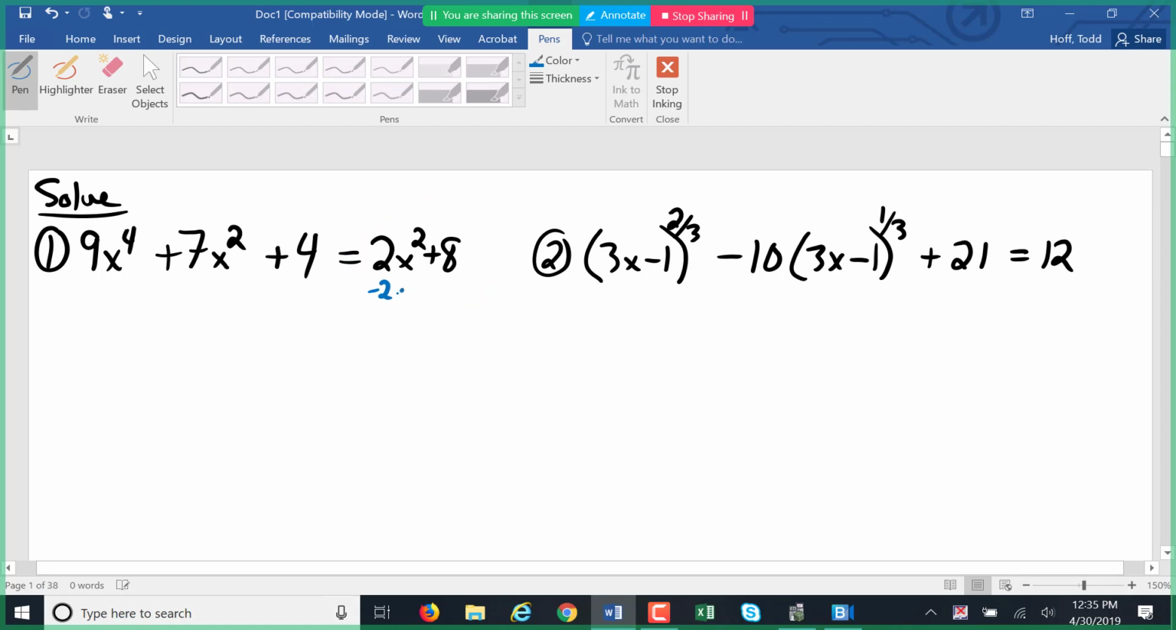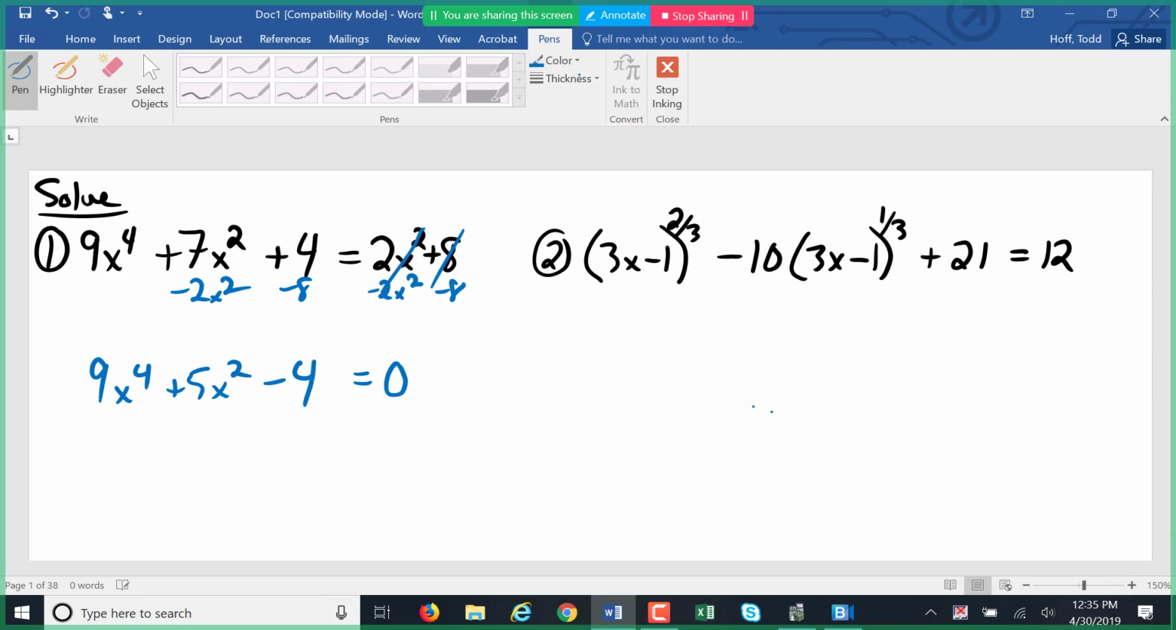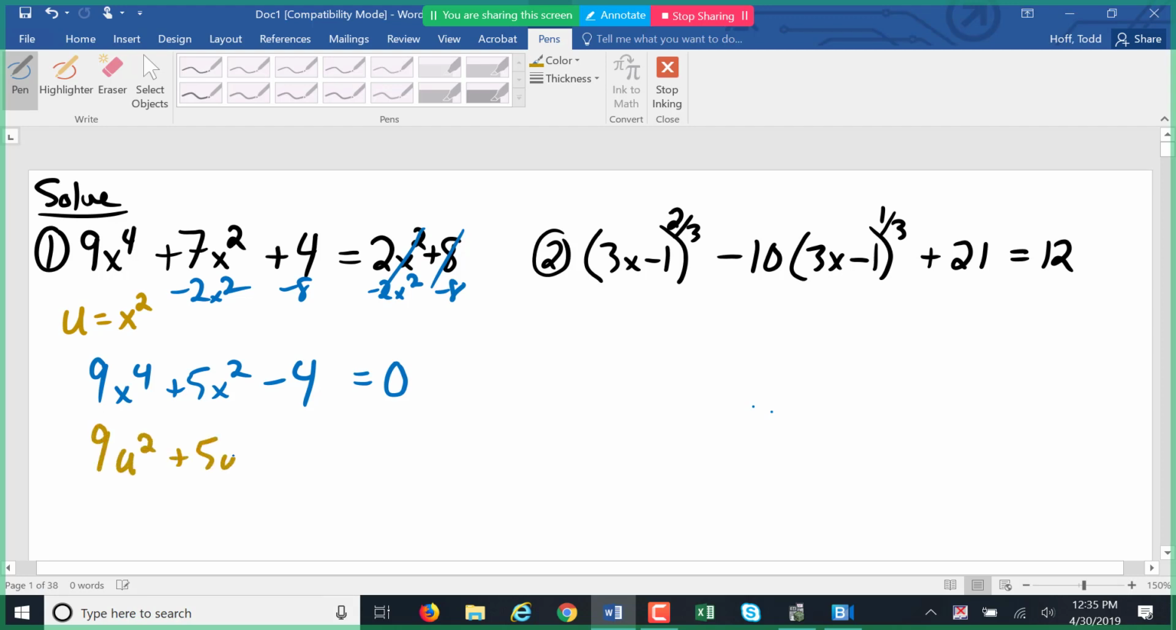So we're going to subtract the 2x squared. And we're going to subtract 8. So that right side's now going to be equal to 0. The left side will be 9x to the 4th plus 5x squared minus 4. This is now in quadratic form, and we're going to make the substitution that u equals x squared. So now this will be 9u squared plus 5u minus 4 equals 0.